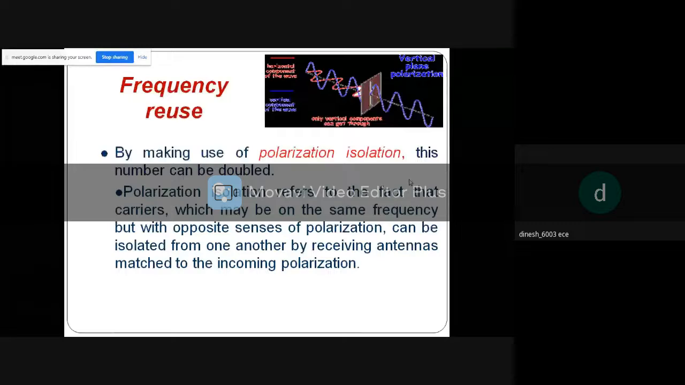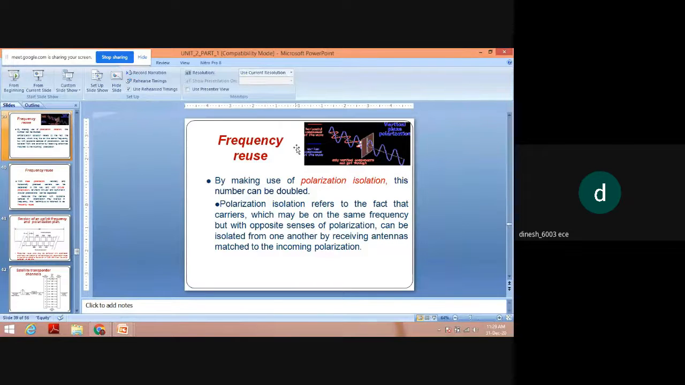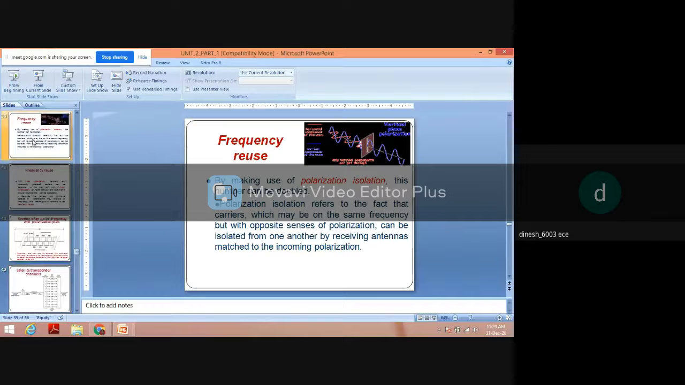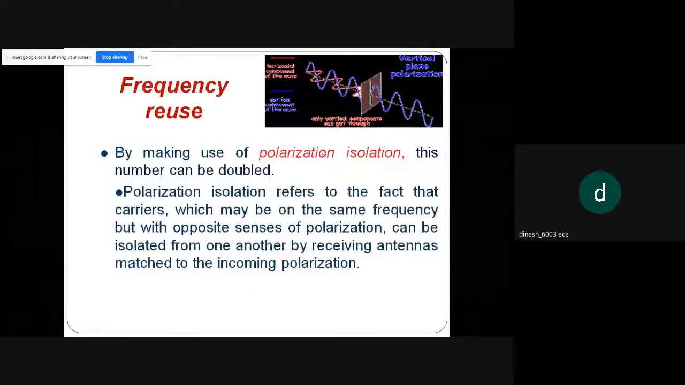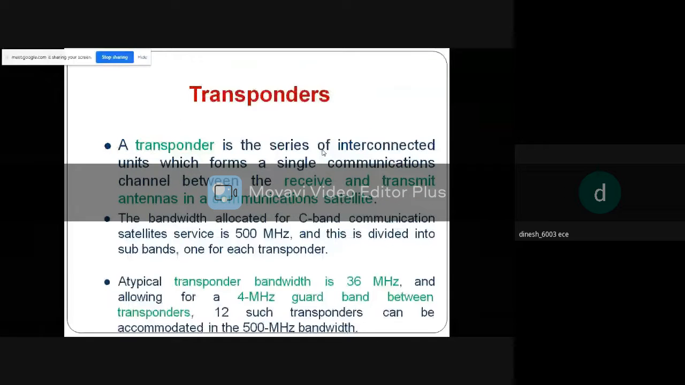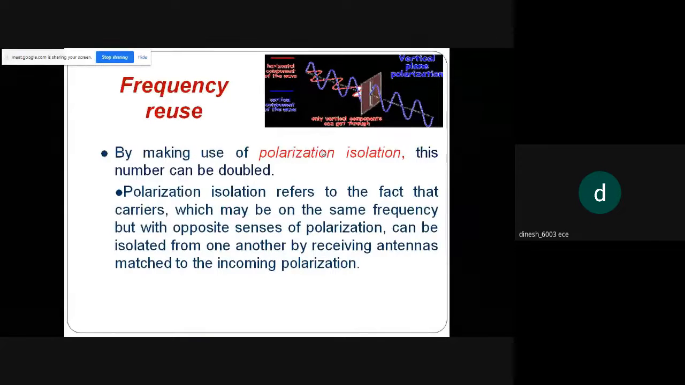So next is frequency reuse. I think most probably all are familiar with the term frequency reuse, using of the bands that you had seen. 12 transponders are being used with 36 megahertz, so they can be typically reused for the purpose of polarization isolation. So reuse factors can be achieved.